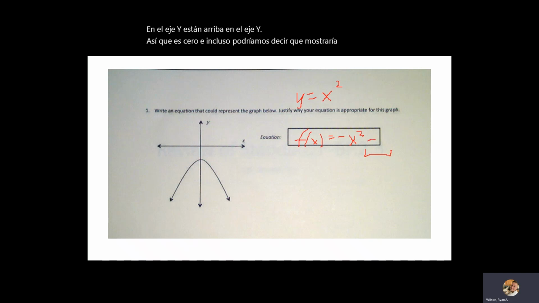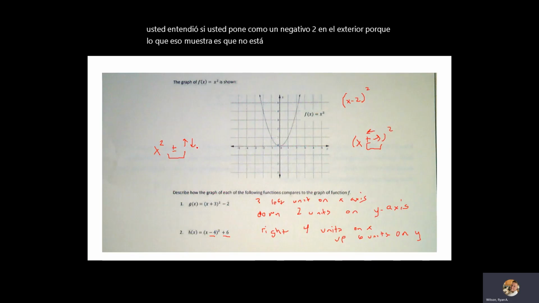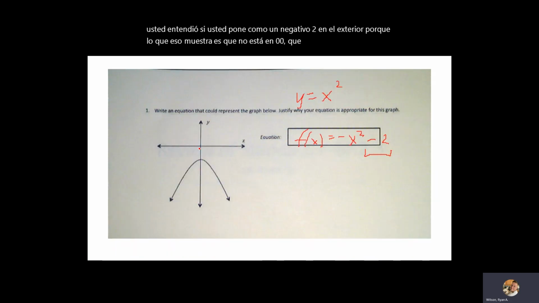And let's just say it would show that you understood if you put like a -2 on the outside, because what that shows is that you know that it's not at 0, 0, which is where parabolas normally start. And it's moved down more than 1. So that's pretty much a guesstimation of this. The negative in front of any function always makes it reflect over the x-axis.